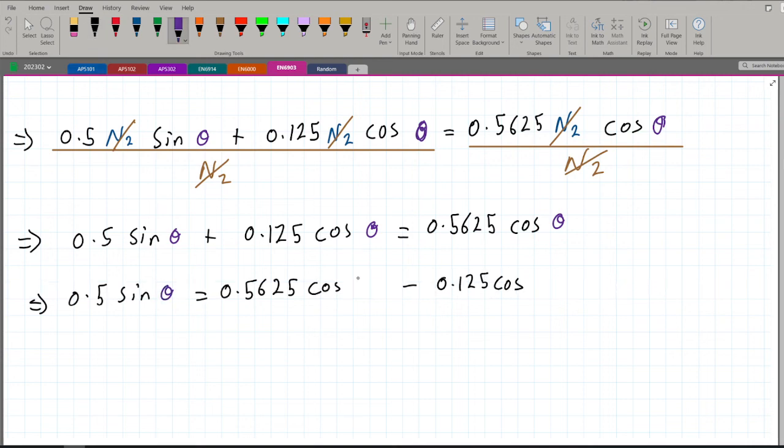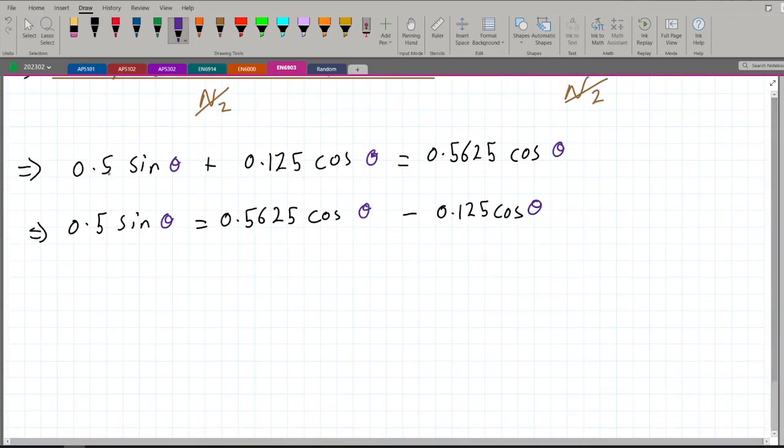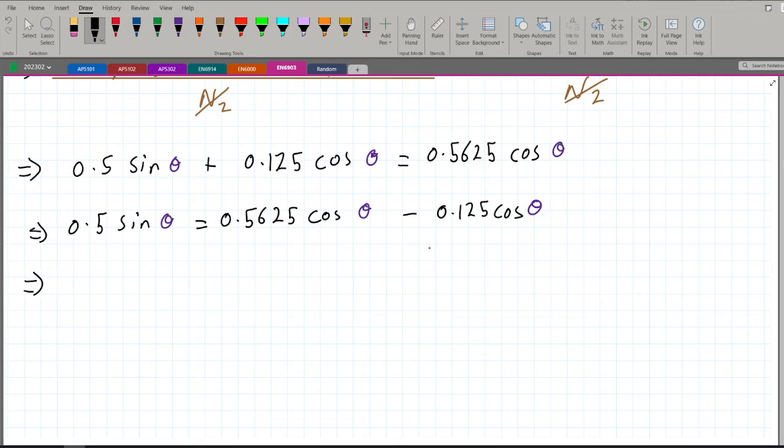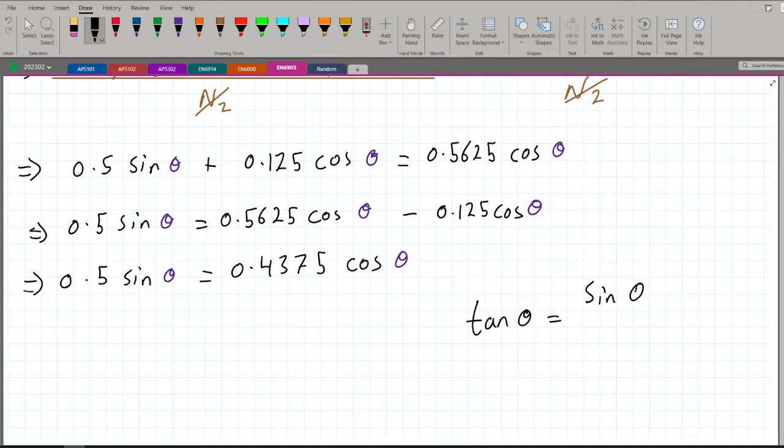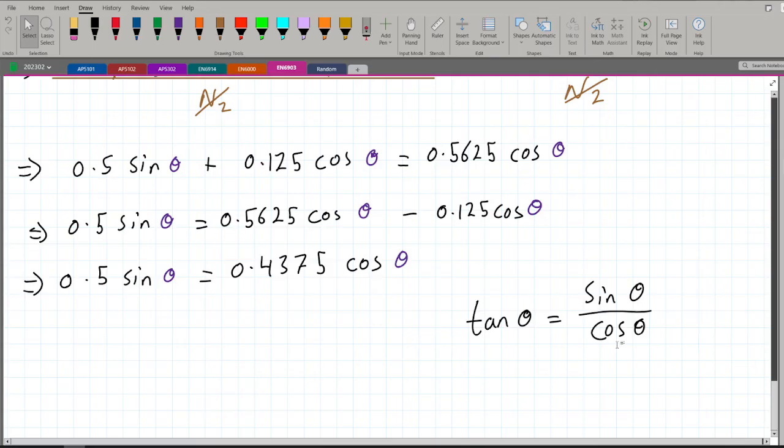All right, all I did was I just rearranged, and now we can simplify the right hand side. So 0.5 sine theta is equal to, if we simplify this, 0.5625 minus 0.125 is equal to 0.4375 cosine theta. Now, an important rule you should remember in your trigonometry: tan theta is equal to sine theta over cosine theta. Okay, so tan theta is equal to sine theta over cosine theta.